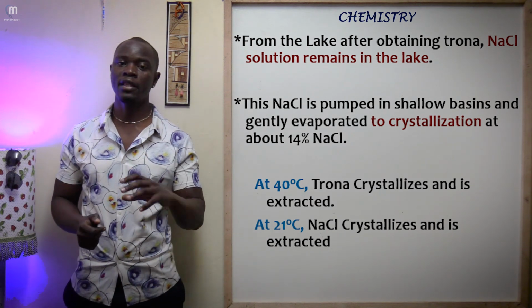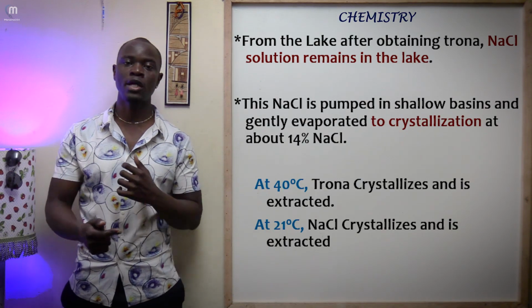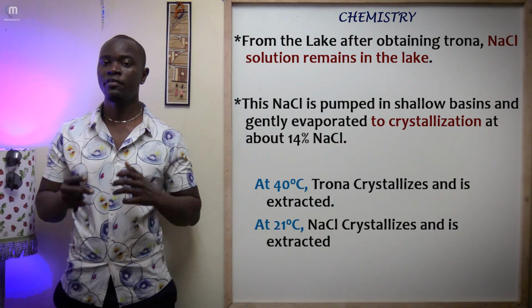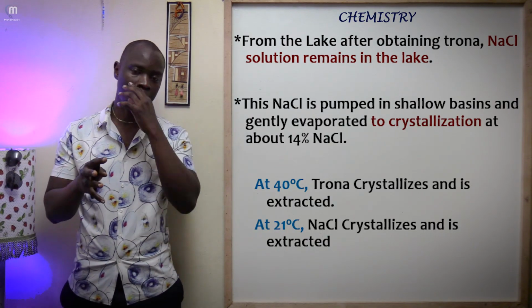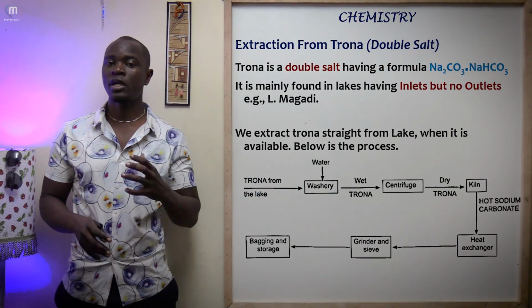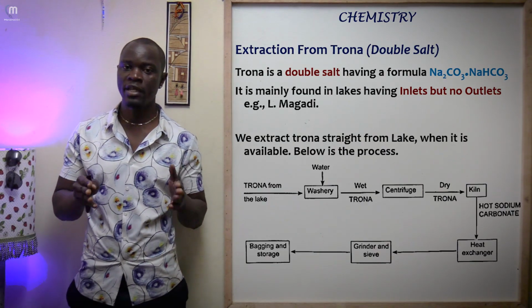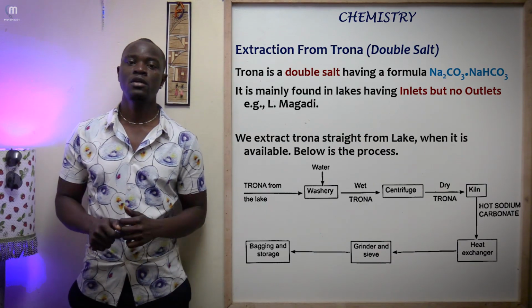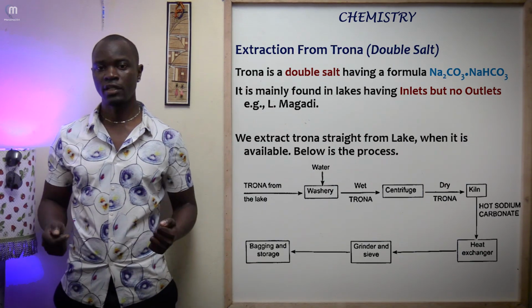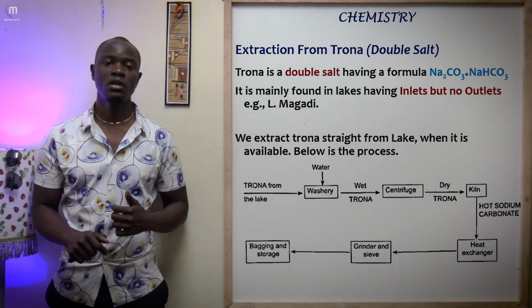So again, remember, the last part is that this salty water will be pumped into shallow tanks. If the temperature of the salty water is maintained at 40 degrees Celsius, Trona is going to crystallize and then be extracted. But if the temperature is maintained at 21 degrees Celsius, sodium chloride will crystallize and then it will be extracted. So that summarizes the extraction from Trona.